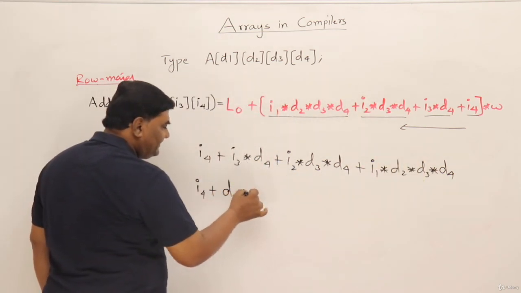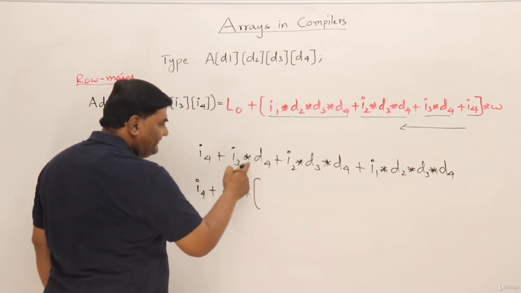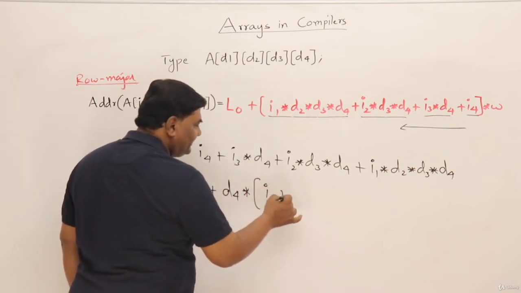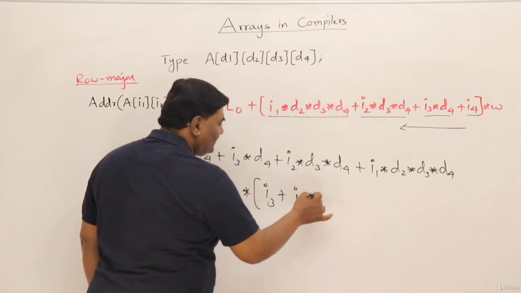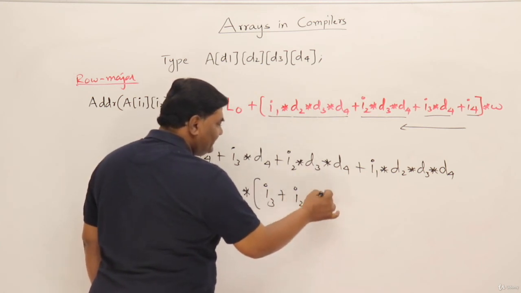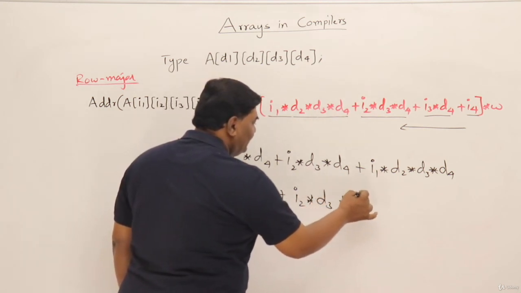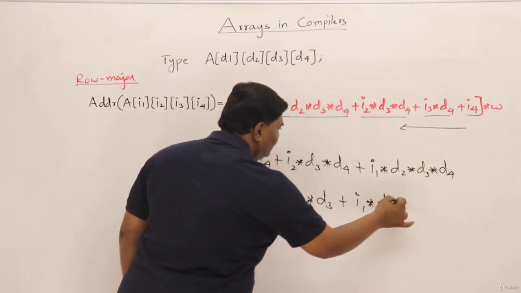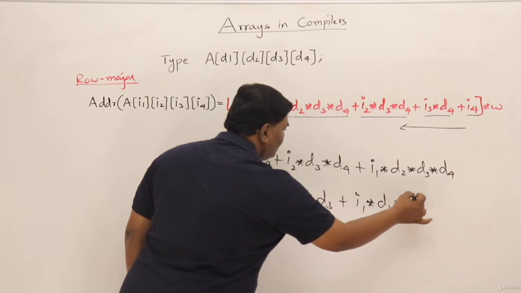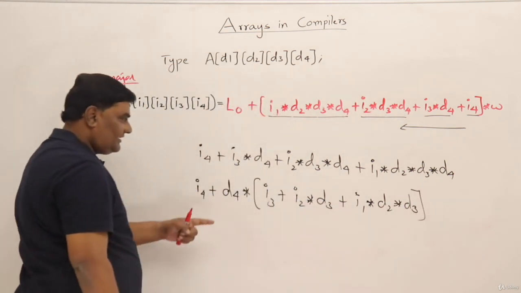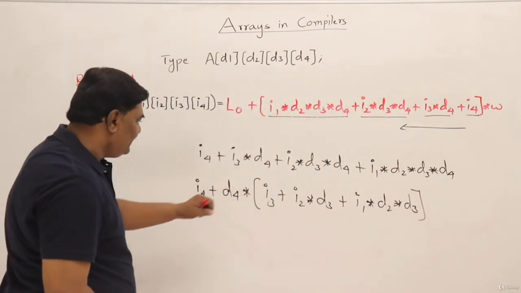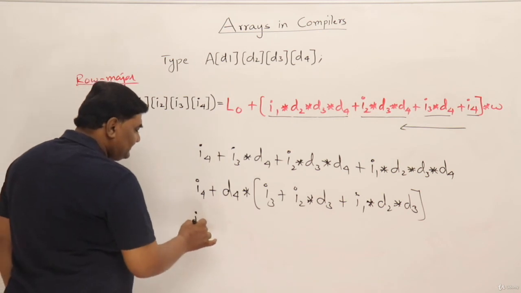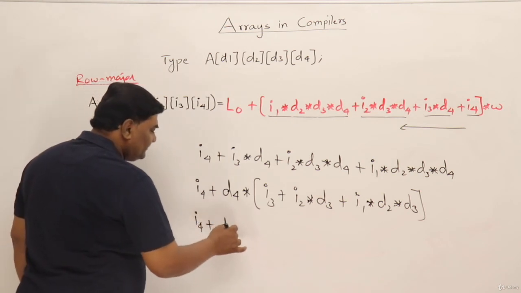D4 is common among all these terms. So I can write D4 multiplied by, D4 is common, so I3 plus I2 into D4 is taken as common, so D3 is there, plus I1. D4 is taken as common, so this is D2 and D3. Okay, so I have taken common. So I got one multiplication here. Let us continue and see if we can take more common values.